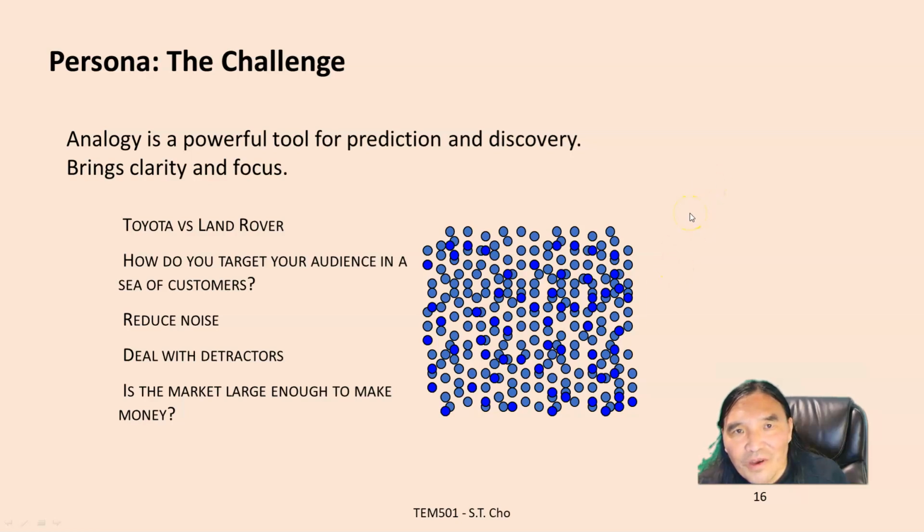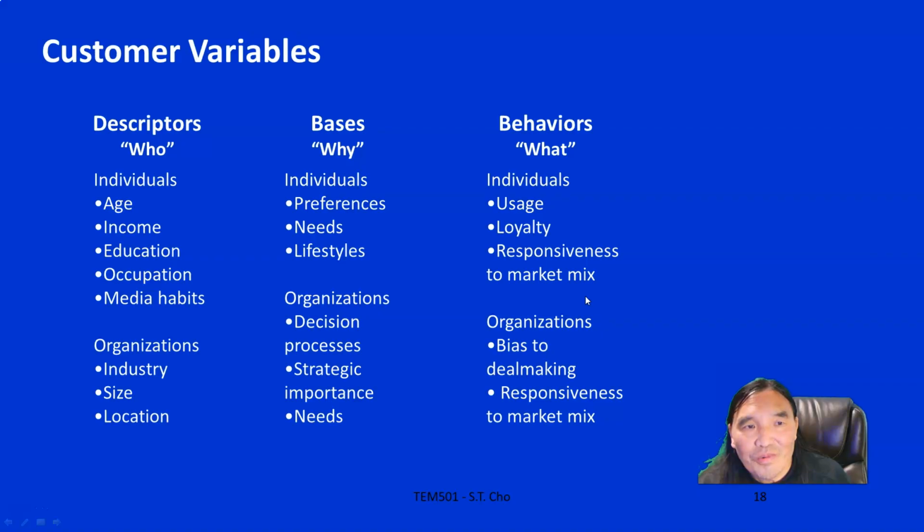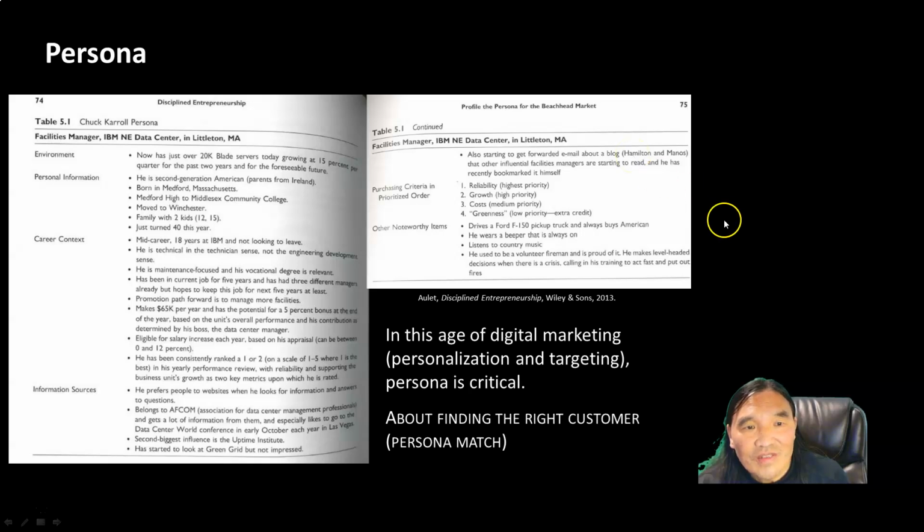For example, what's the difference between people who buy Toyotas and Land Rovers? How do I target my audience in a sea of customers and reduce all that noise? And so in terms of persona, I'm looking at these kind of variables to understand who my end user is. And this is referred to as the end user profile. In terms of customer variables, I have descriptors, bases, and behaviors. Who are my customers? Why are they using my product? And what are they using it for? That's what I need to understand.